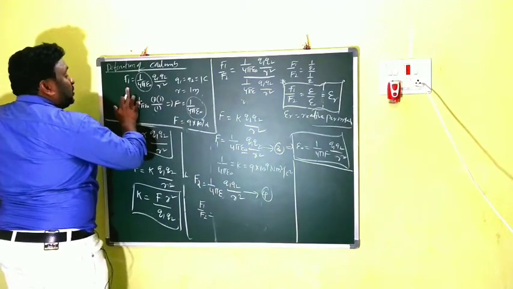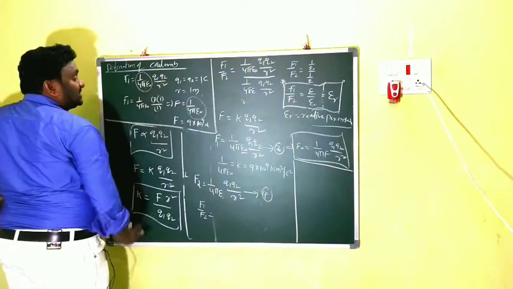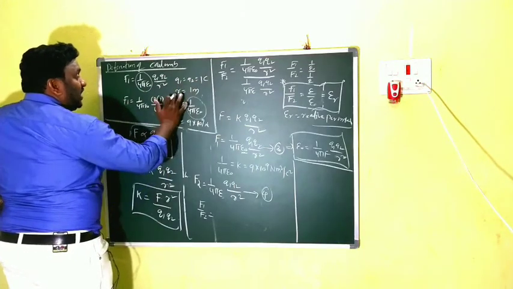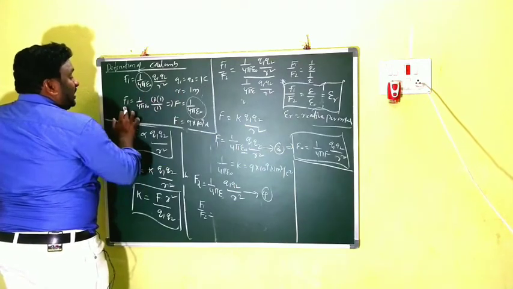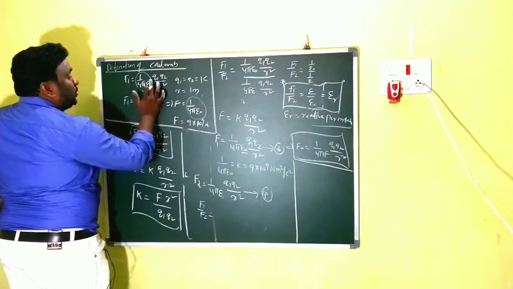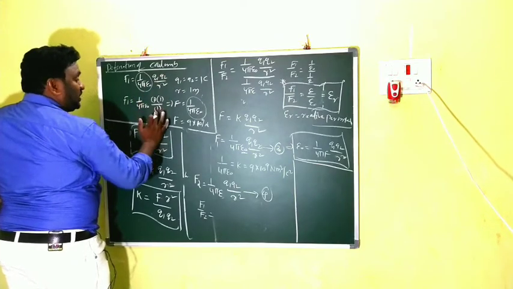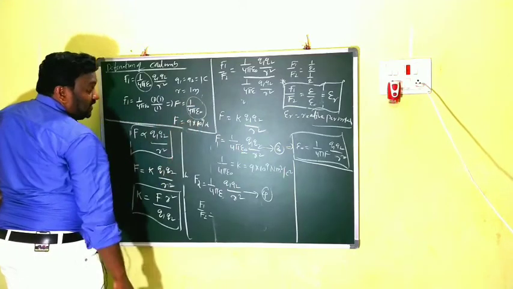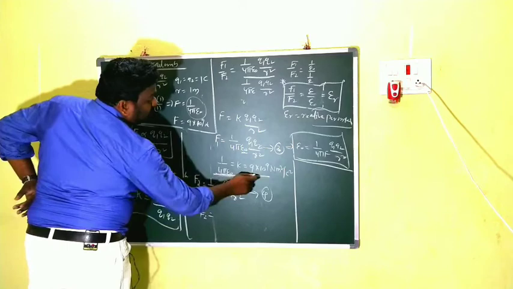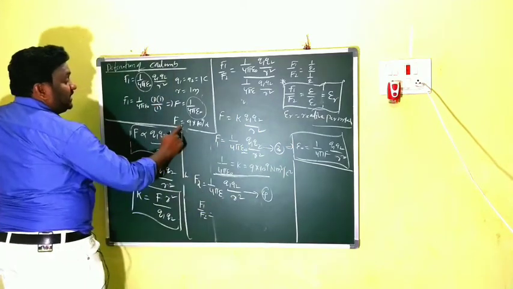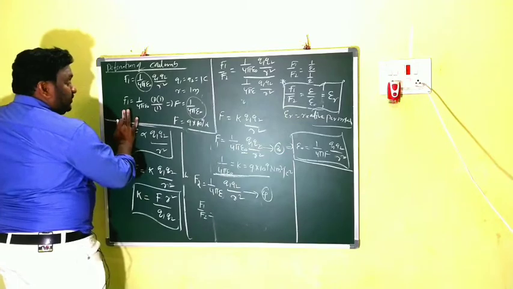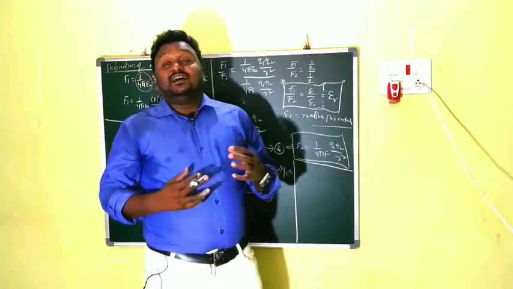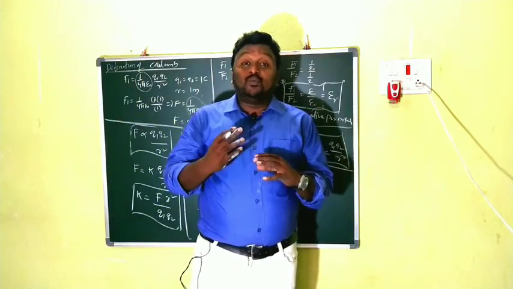The explanation is this. We take F1 is equal to 1 by 4 pi epsilon naught Q1 Q2 by R square. Then we take Q1 is equal to Q2 is equal to 1 coulomb and R is equal to 1 meter. Then F1 is equal to 1 by 4 pi epsilon naught into 1 into 1, R is 1, 1 square means 1. Already we know that the value of 1 by 4 pi epsilon naught is 9 into 10 power of 9. That means F is equal to 9 into 10 power of 9 newtons. So this is the explanation for the definition of 1 coulomb.